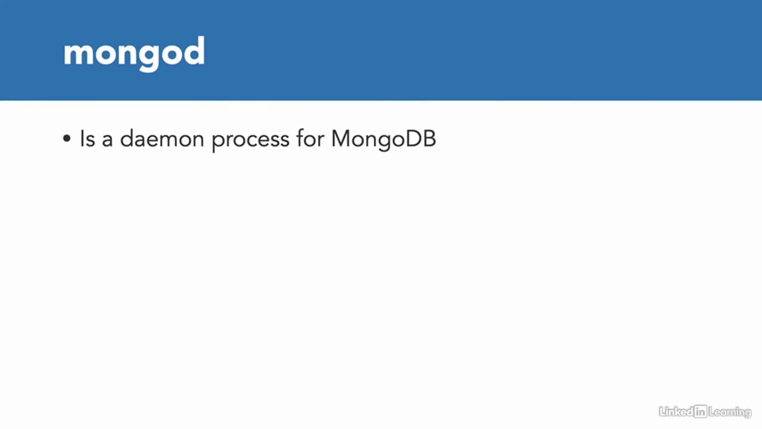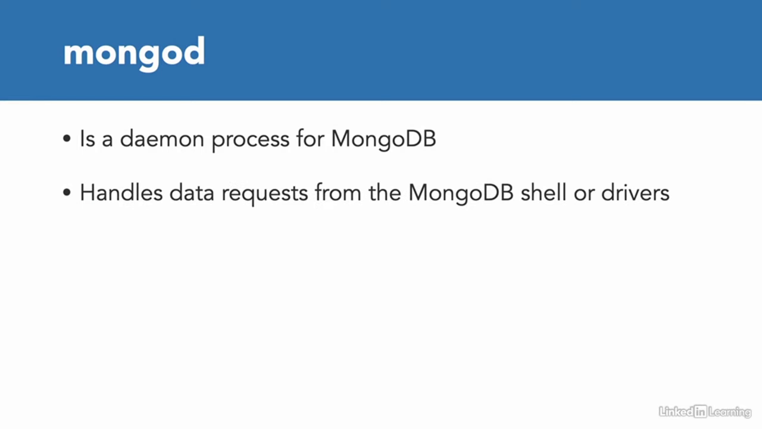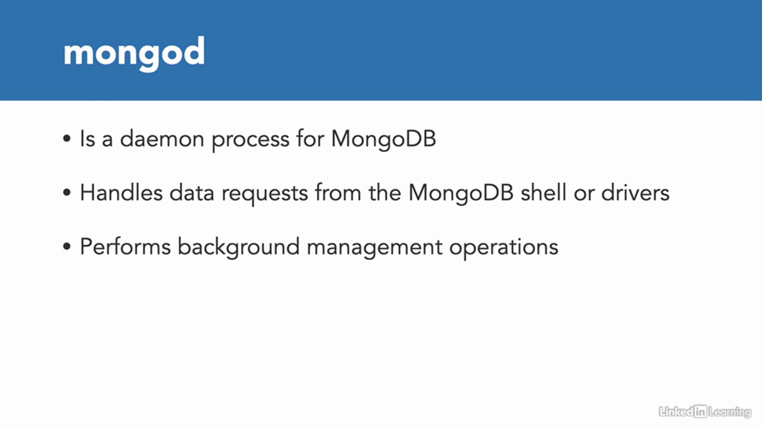mongod is a daemon process for MongoDB. You could say it is the core unit of MongoDB. It handles data requests from the MongoDB shell or the MongoDB drivers, manages data access, and performs background management operations. Let's look at it in the shell.